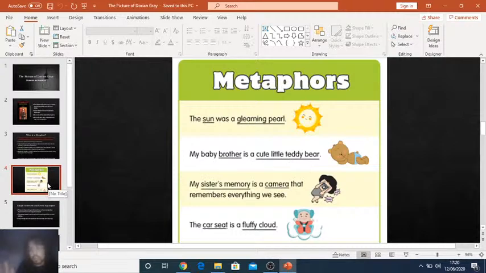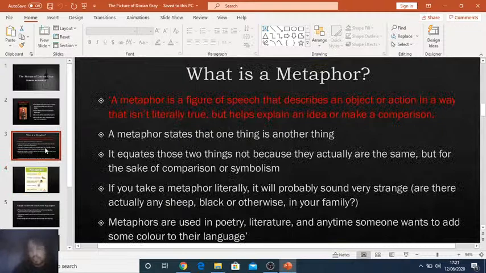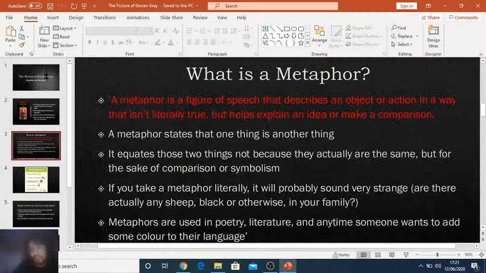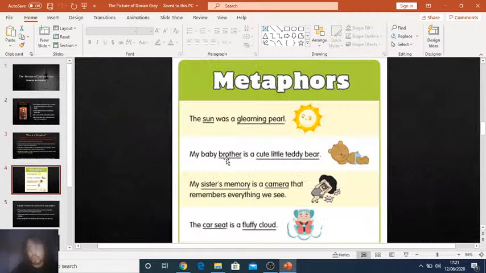So remember our definition from the previous slide. It says, a metaphor is a figure of speech. So this is what we mean when we say a figure of speech. We don't mean it literally. We are just using it as a figure of speech. So remember, a metaphor is a figure of speech that describes an object, in this case my little brother, or action in a way that isn't literally true. Your brother is not an actual teddy bear, but you're saying he's a cute little teddy bear because you want to show how cute he is. So you're equating him to a different object, the teddy bear.